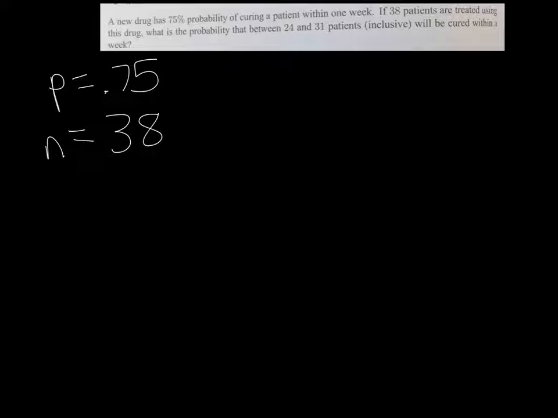Then, our R value, and this one is where it gets a little trickier, because we need between 24 and 31 successes. And that's inclusive, meaning we can include 24 and 31. So that means we want 24, 25, all the way up to 31.